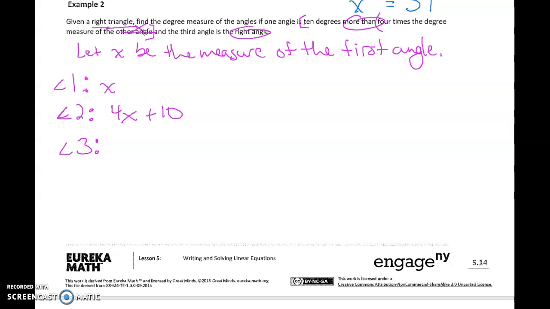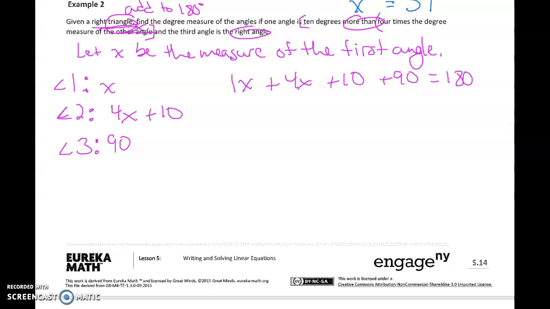And then the third angle is the right angle. Well, the right angle is 90 degrees. Now, if you look here, it might seem like we're missing some information. But we know this is a right triangle. We know that in a triangle, all 3 angles add to 180 degrees. So x, or 1x here, plus 4x plus 10 plus 90 equals 180 degrees. Why 180? Because it's a triangle, and all 3 angles in a triangle have to add to 180.